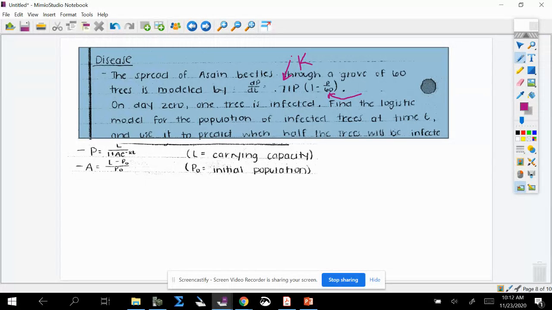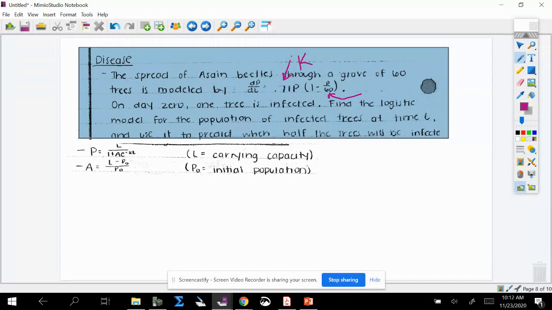So some questions that I could ask, when would the spread of the beetles through the trees be at its highest, at its peak? And that's going to be at half of the carrying capacity. So once these beetles have spread to 30 out of the 60 trees, you are at peak spreading. At that point, we will continue to spread the beetles through the trees, but it will slow down.